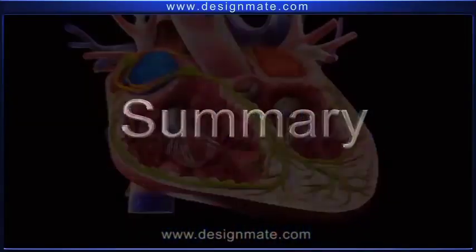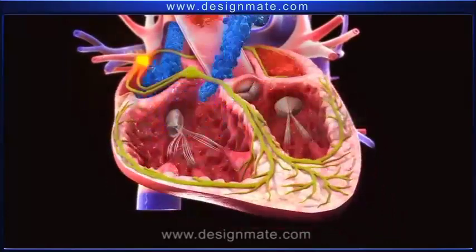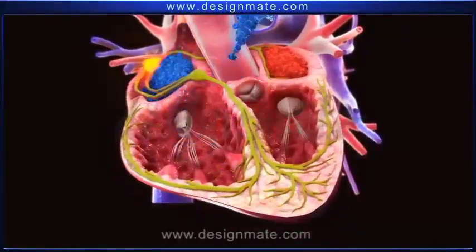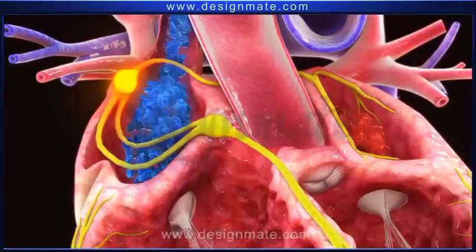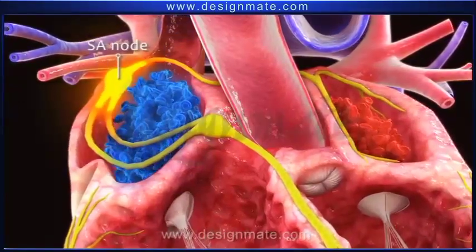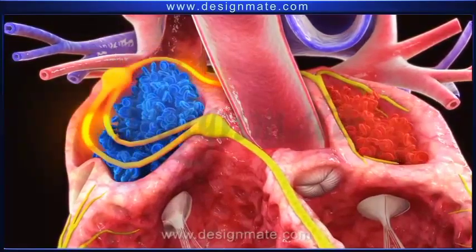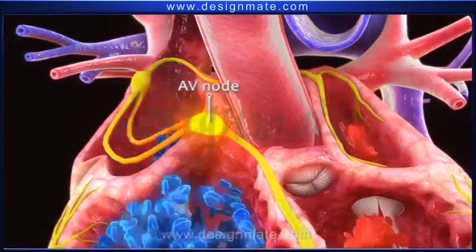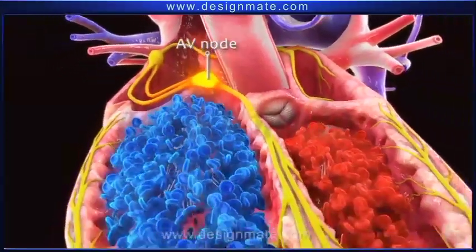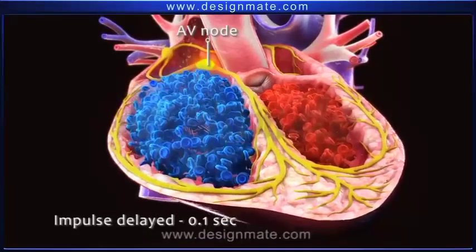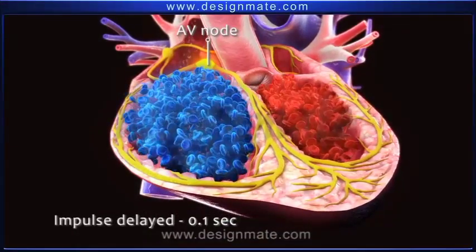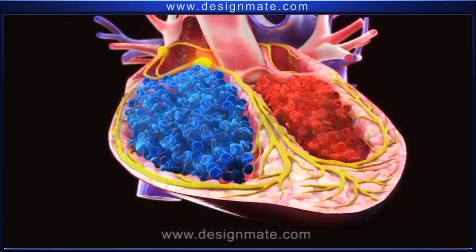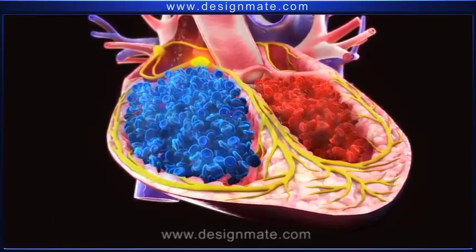Summary. We can now observe the impulse conduction and heartbeat in synchronization with the blood flow. The cardiac cycle begins with the SA node generating an impulse which spreads to the two atrial walls and also reaches the AV node. The two atria which form the atrial syncytium contract. The AV node delays the transmission of the impulse by 0.1 second, which allows the atria to empty completely before the ventricles begin to contract.